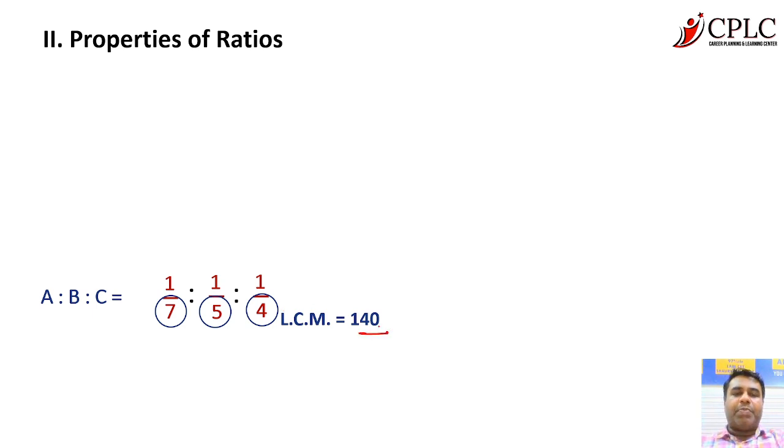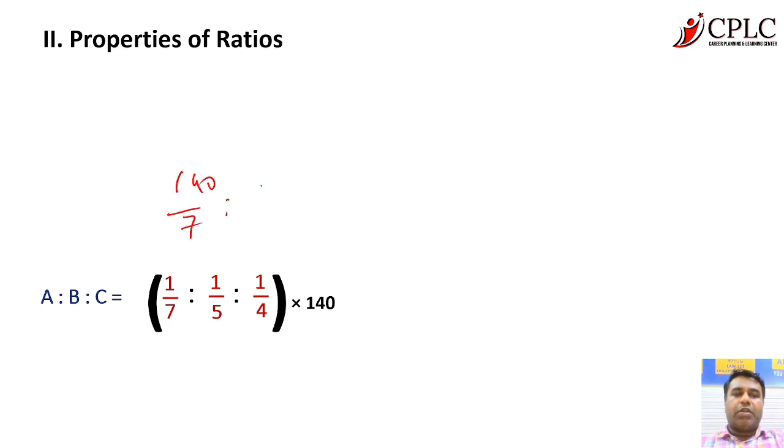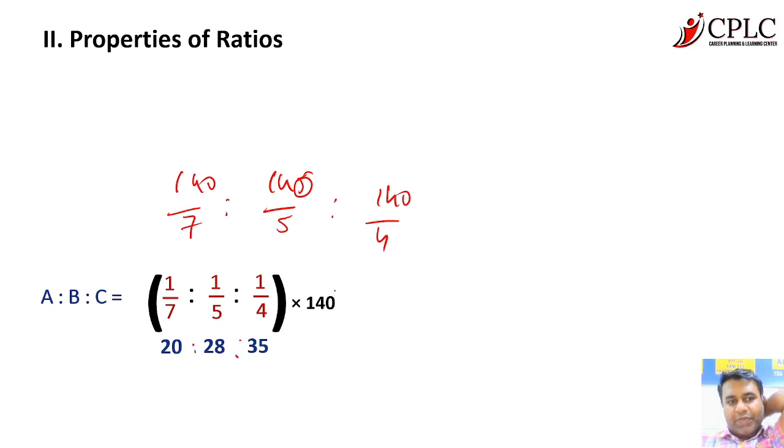Now multiply this 140 with all the three fractions. So this will be 140 by 7 is to 140 by 5 is to 140 by 4. Now if you divide and simplify, you will get the final answer 20 is to 28 is to 35. So the ratio of A, B, C in this case is 20 is to 28 is to 35.